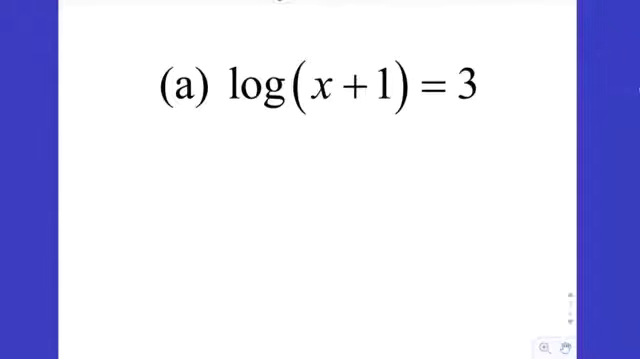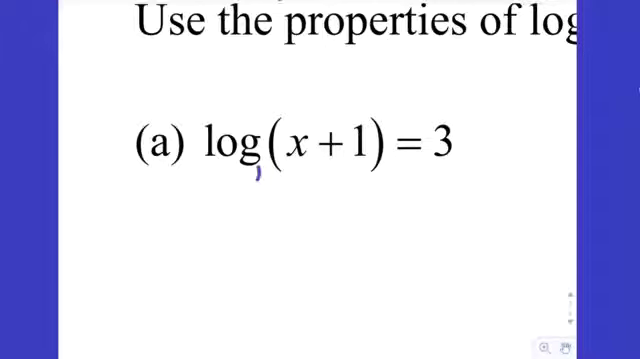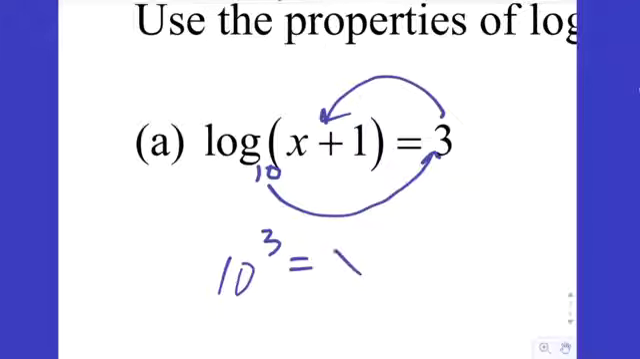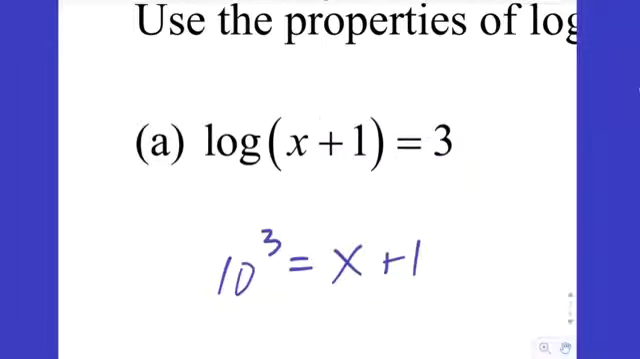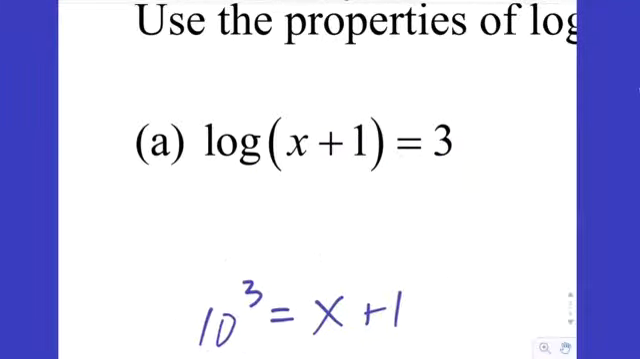It was always a pretty good thing to do to convert it to exponential. That way you got rid of the logs. So there's two ways to do that. You can put the base 10 there. It's kind of nice to see the base. And then you can go around the world if you like to travel. 10 to the third power is equal to x plus 1. That's one way to do it. That's fine. But I'm going to do it a different way. And I'm going to get the same result.